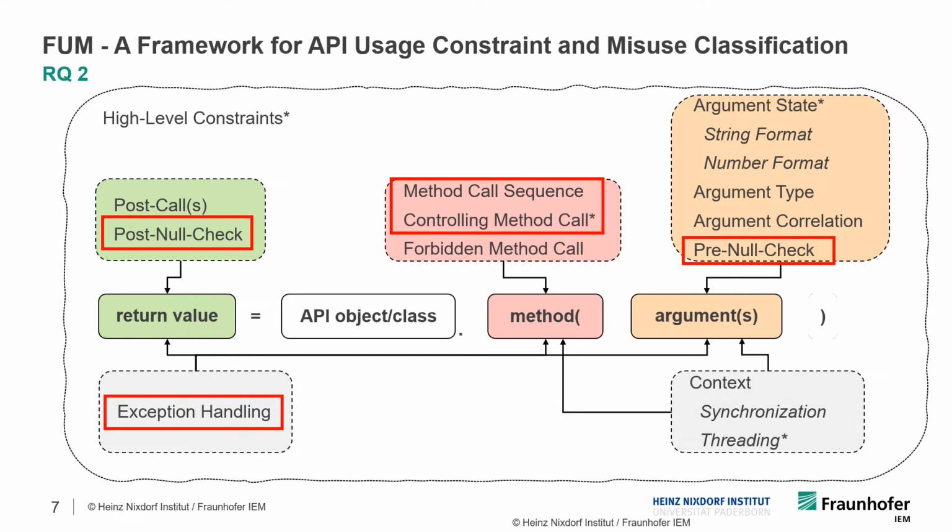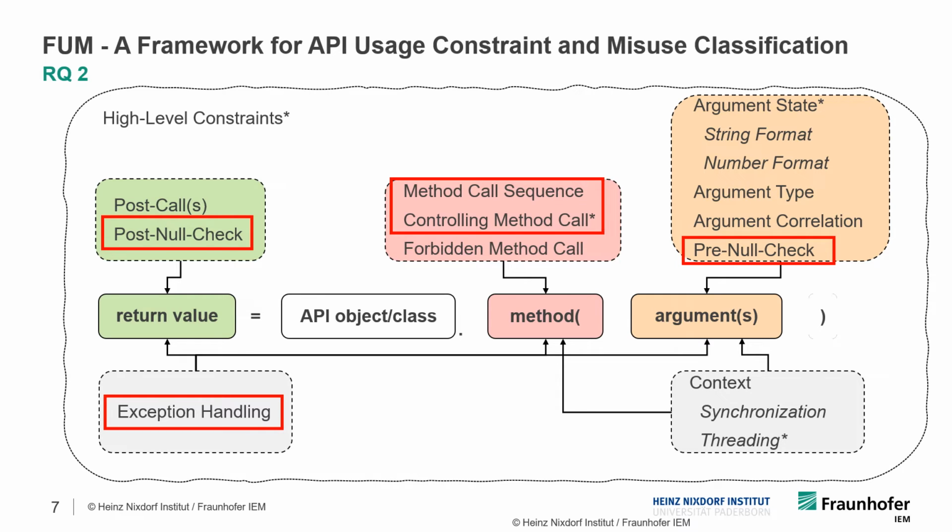Then we have the controlling method call. They are constraints that describe that a certain method may only be called if a certain condition is met. This condition then is checked by the controlling method call. For example, the controlling method call takes place in a control structure so that a certain method call is only allowed if the state of the API object allows it.